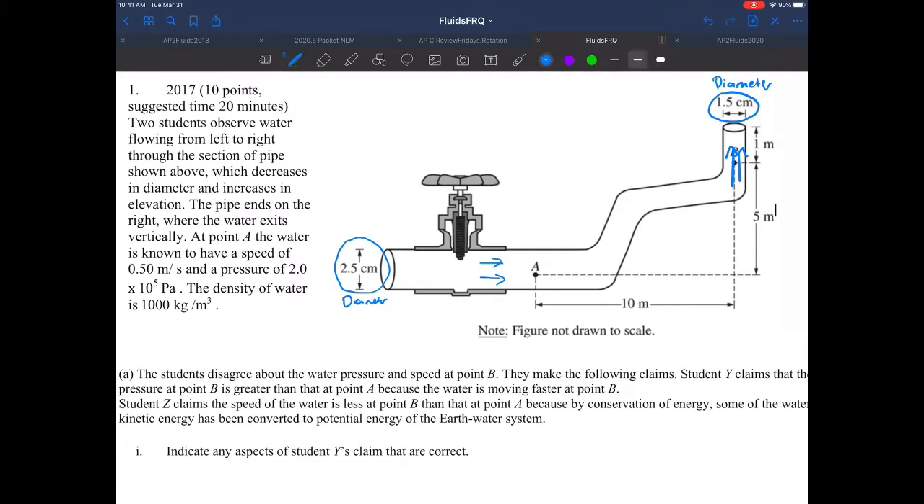Okie dokie. The next thing I'm going to do is write down my equation. That's going to help me think about it all. I know that Bernoulli's is going to come up here, because anytime you see a tube and fluid flowing, that's pretty much the way to go. So now let's go ahead and read student Y.